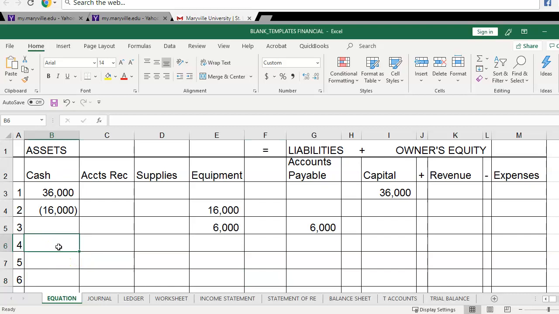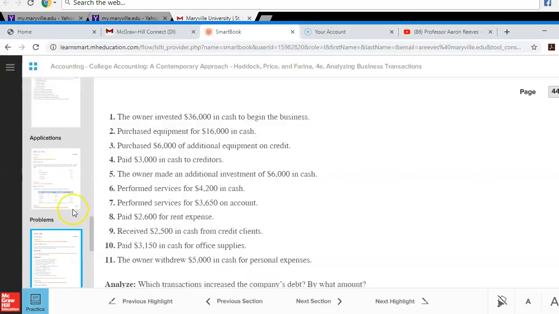Want some more? Okay. Number four said we paid $3,000 in cash to creditors. So for number three, we owe our creditors $6,000. We're paying them $3,000 for number four. So again, you want to ask yourself, which accounts will be involved in this transaction? Well, I paid $3,000 in cash, so I know my cash account will be involved. But who am I paying it to?